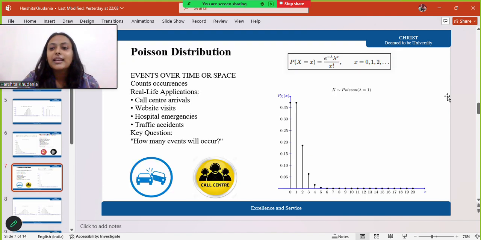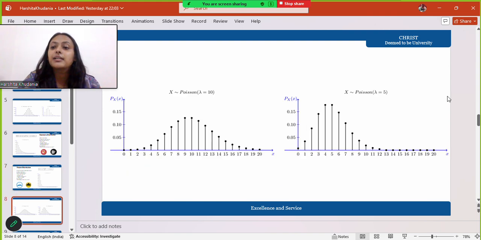Poisson distribution. This distribution models the number of events occurring in a fixed interval of time or space. The random variable represents the number of events during that interval. For example, a call center can estimate the number of customer calls received in 1 hour. It is suitable because customer calls occur randomly but at an average rate. The graph shows that as the average rate lambda increases, the distribution shifts towards higher numbers of events.